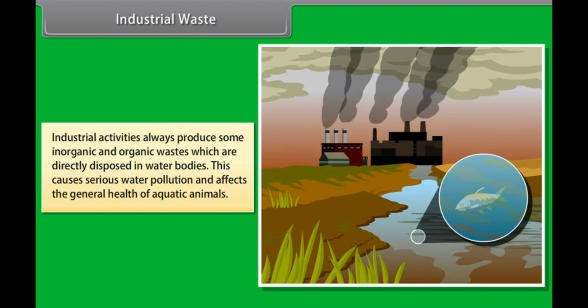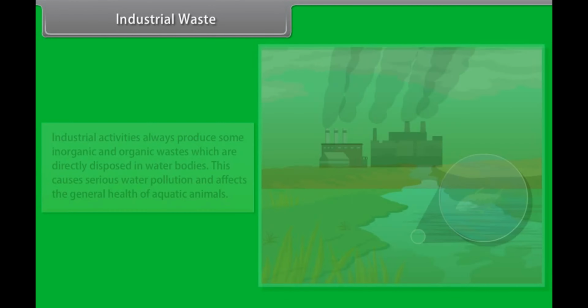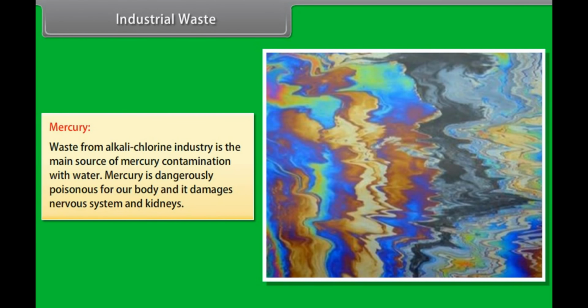Effects of pollutive action of different metals are: Mercury. Waste from alkali chlorine industry is the main source of mercury contamination in water. Mercury is dangerously poisonous for our body and it damages nervous system and kidneys.